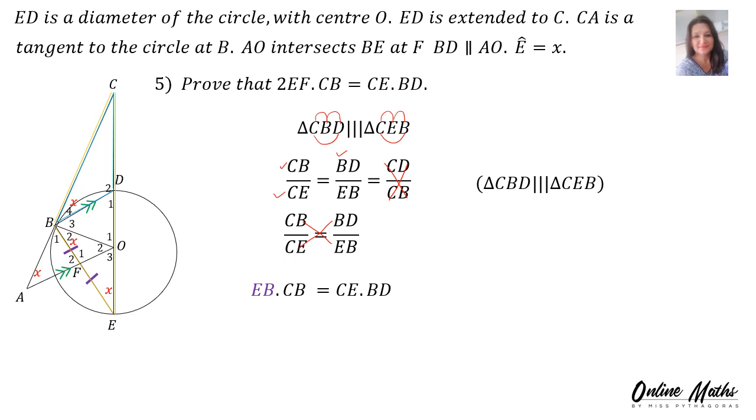Then everything is there except EB. Inside what we have to prove, there was 2 EF. So let's go to EB. Now, do you agree that EB consists of BF plus FE? And in the previous sum, we decided that BF is equal to EF. So therefore, in the place of BF, we can substitute with EF. And EF plus EF is 2EF times CB is equal to CE times BD.